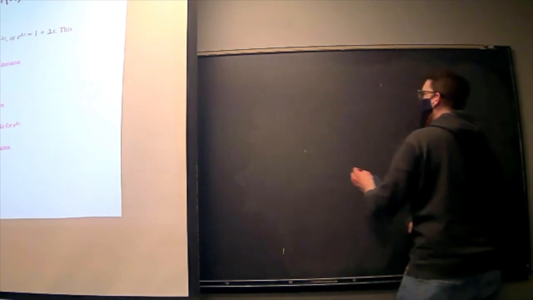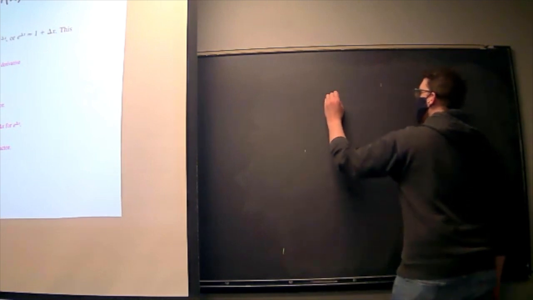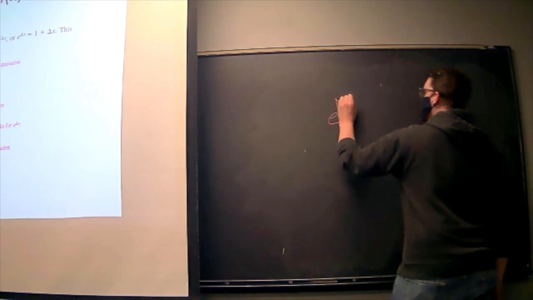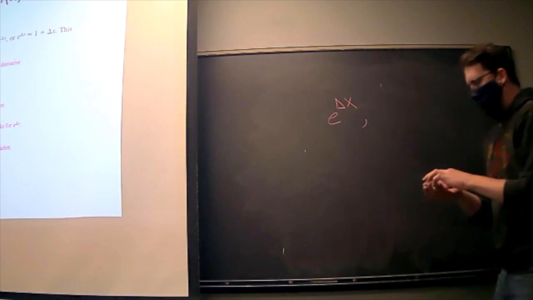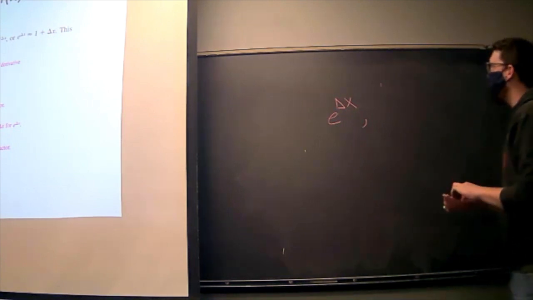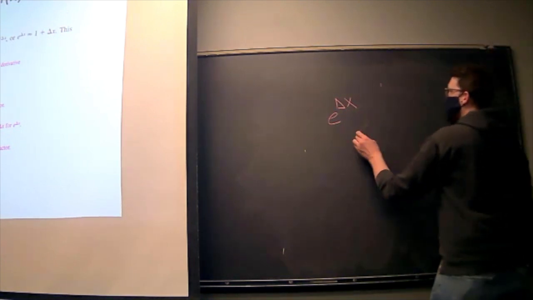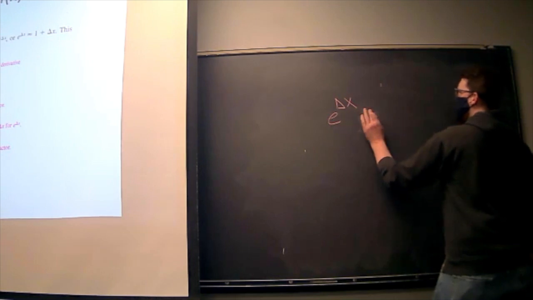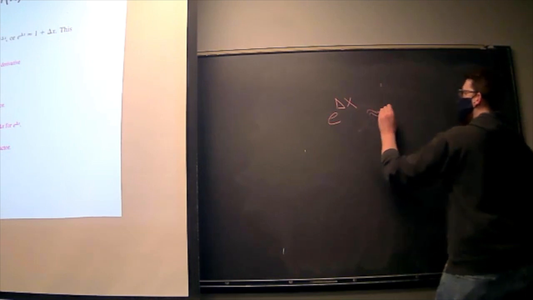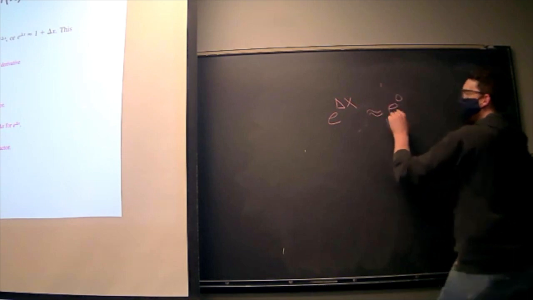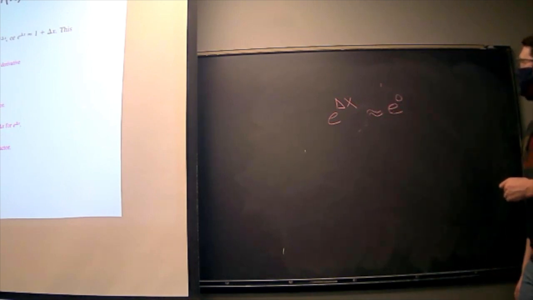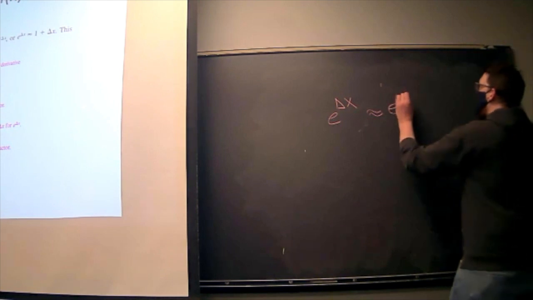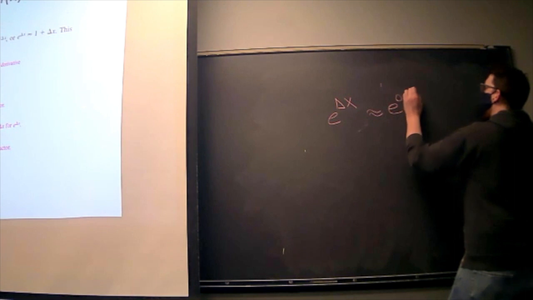Here we're going to say, hey, e to the delta x, well, this is going to be pretty close to e to the 0, but it's not going to quite be e to the 0. No, it's going to be e to the 0 plus something small.